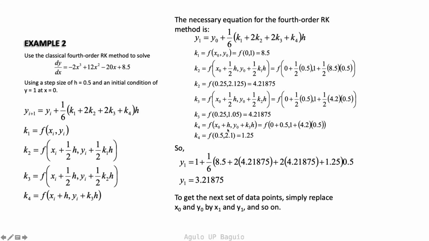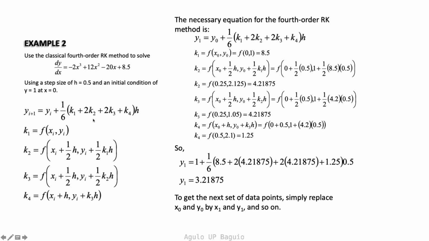x1 is 0, y1 is 1. So h is 0.5, k3 is 4.2, and h is 0.5. So k4 is just this function evaluated at these numbers, and that is equal to 1.25. So k1 is 8.5, k2 is 4.2, k3 is 4.2, and k4 is 1.25.